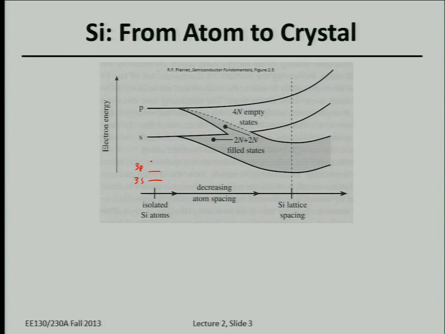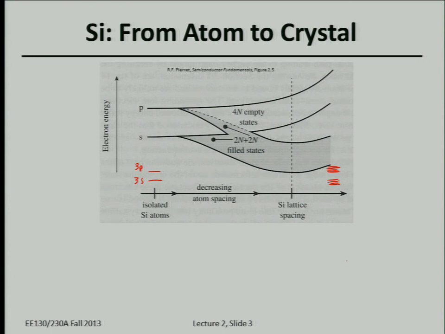And the total number of electrons in these two levels is 4. And then as you decrease the spacing, so you end up with a lattice of silicon atoms closely spaced together, you end up with, okay, I can't really draw it out here, but rather than 2 energy levels, you have separate bands of allowed energy levels. Does that make sense?